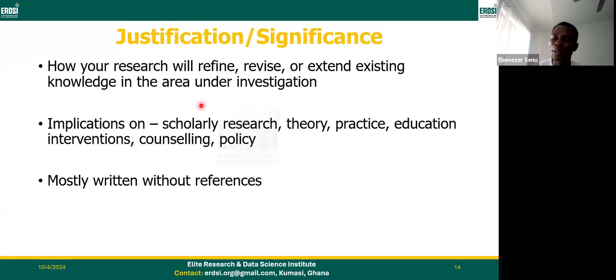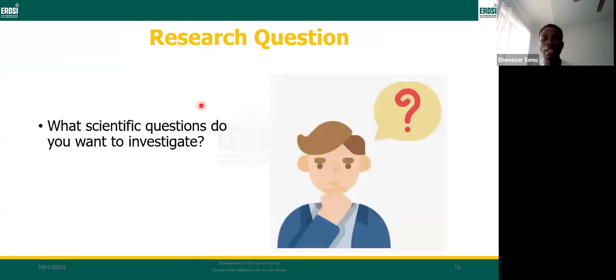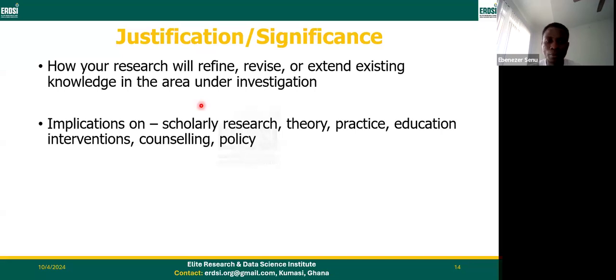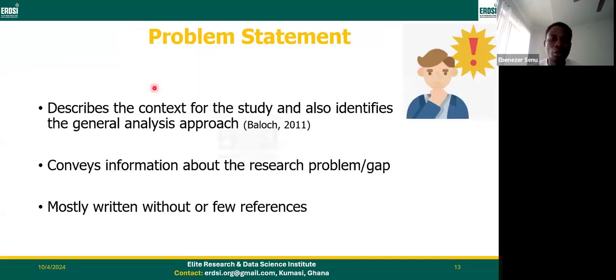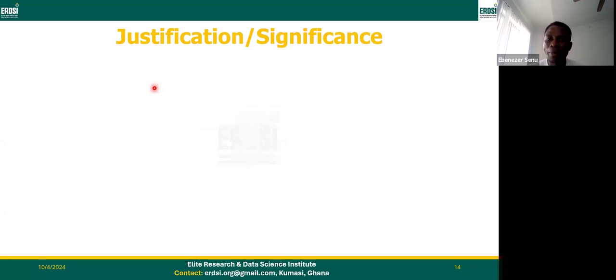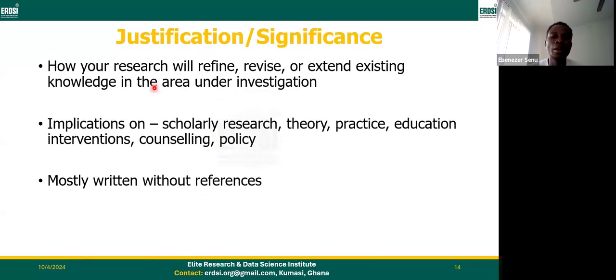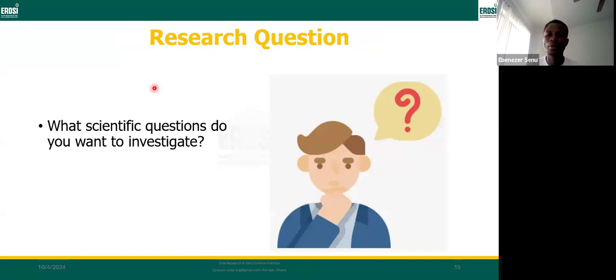Construction of sentences should be straightforward. We don't want any ambiguous sentences. That is what we do in scientific writing. Then you've told them your problem, you've told them the justification, why it's relevant. Then the next one is what? You have to tell them what the question is. Your question will be, what is the prevalence of candidiasis in Kumasi? One. The next one is, what are the factors associated with candidiasis in Kumasi? Two. Those are your two main questions for the research.